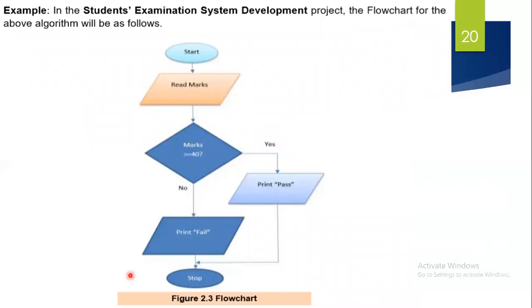It is an example of a flowchart. After reading marks, it is checking for the condition. If marks are greater than 40, then print pass, else print fail.